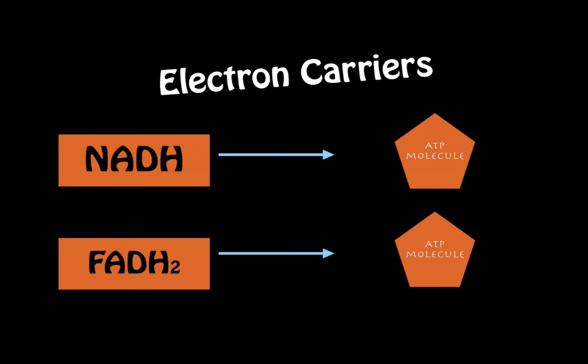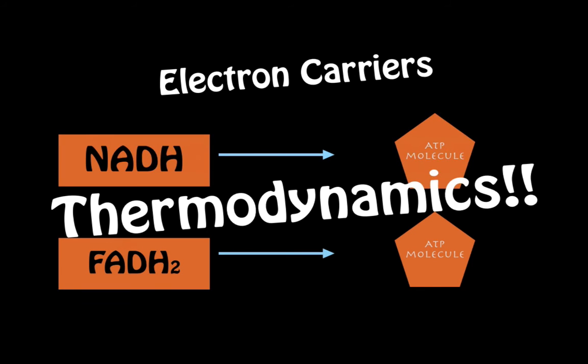So ATP and ADP are constantly being recycled. But ATP is getting its energy from NADH and FADH2. So again, this is another example of thermodynamics, of the transfer of energy from one molecule to another molecule, and then finally to do some work.